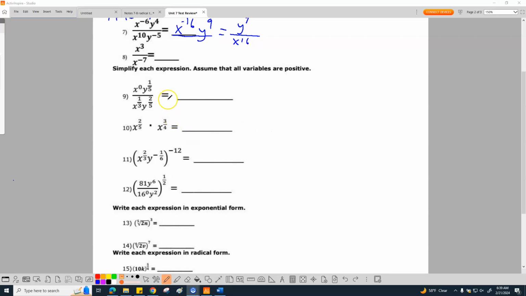All right, y'all, we're going to do 9, 10, 11, and 12. This is saying simplify each expression. So simplifying each expression, here we go. It's the same rules, but now we're dealing with fractions.